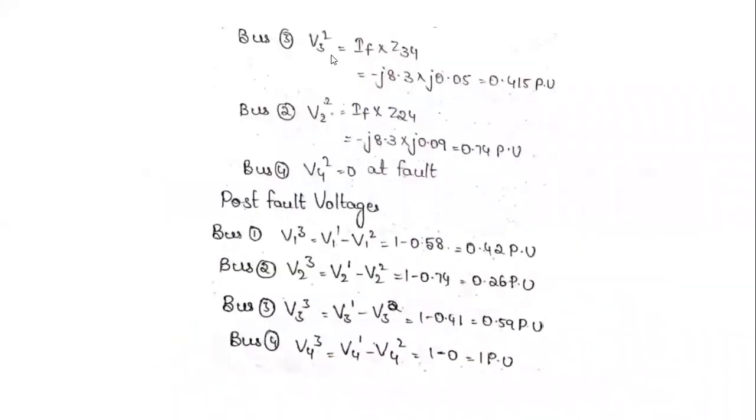Similarly, we calculate at bus 3. What is the formula for bus 3? V3 square means voltage at bus 3 during fault condition. The voltage at bus 3 during fault condition is equal to IF into Z34. IF is already calculated in the previous slide and Z34 is given in the question.